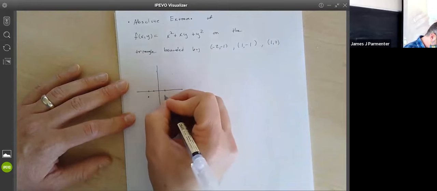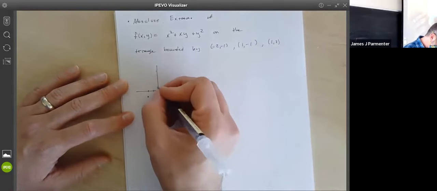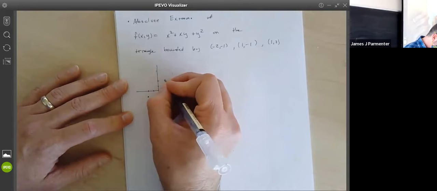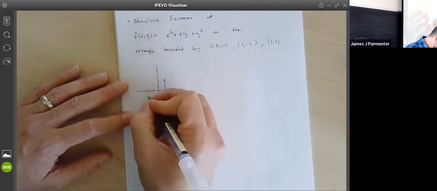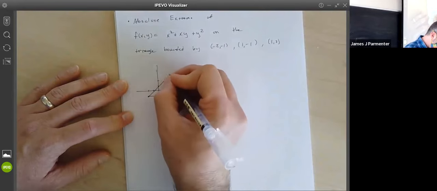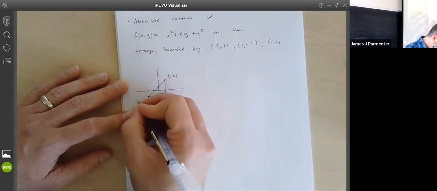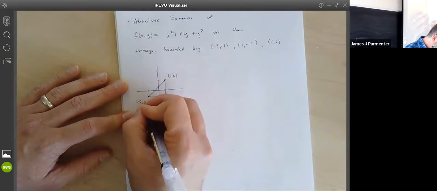1, negative 1. Oh, good. They're at the same height. That makes it easier. And 1, 2. Well, cool. That's going to be pretty straightforward. So we have the points 1, 2, 1, negative 1, negative 2, negative 1.